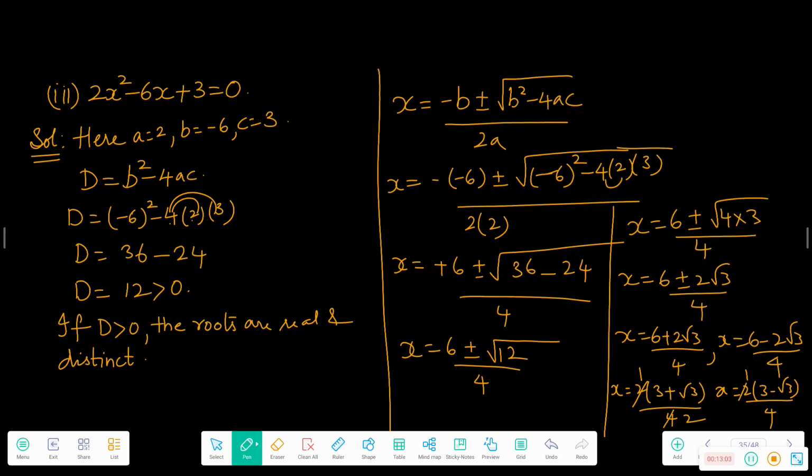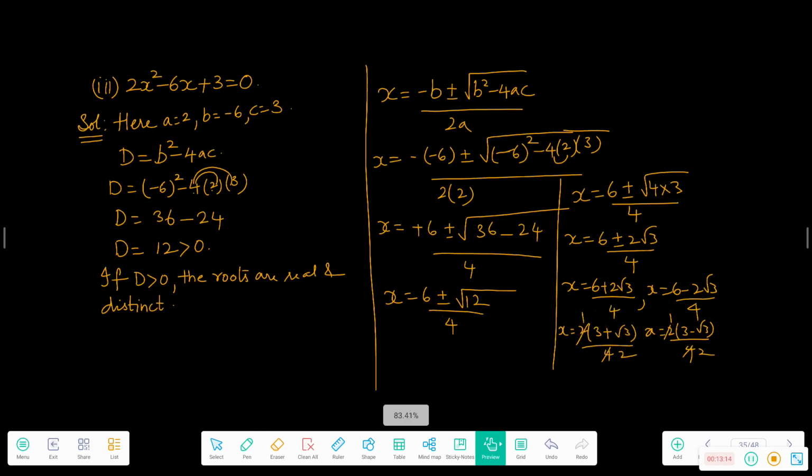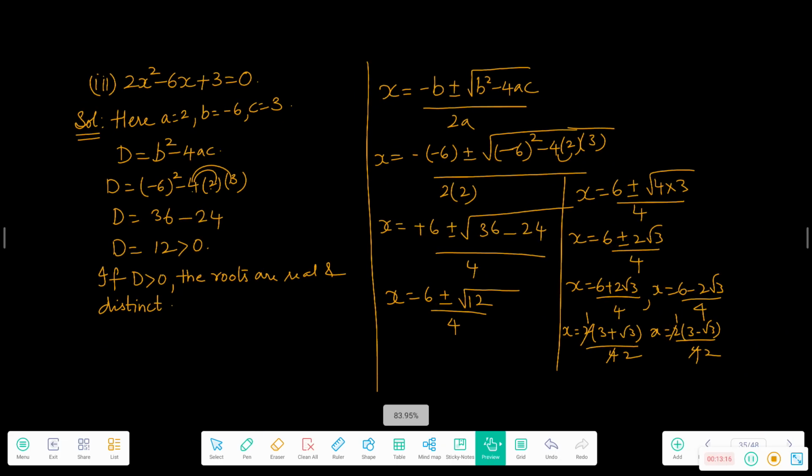So cancelling with 2 1s, 2 2s, 2 1s, 2 2s. So we will get 3 plus root 3 by 2 and 3 minus root 3 by 2 are the roots of the given quadratic equation. So here the roots are, therefore x is equal to 3 plus root 3 by 2 and x is equal to 3 minus root 3 by 2 are the roots of the given quadratic equation.